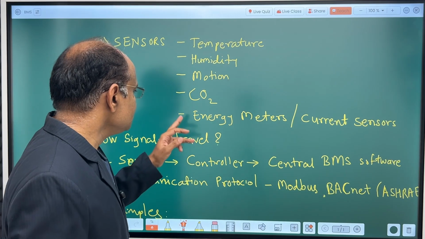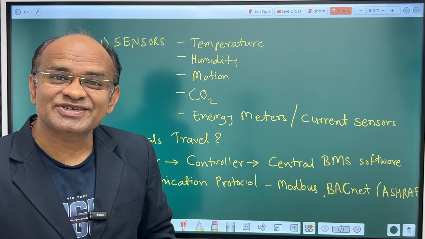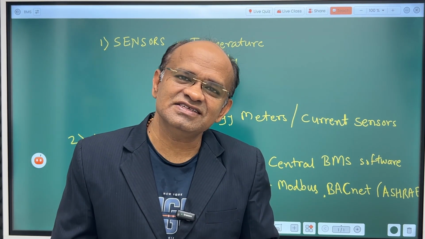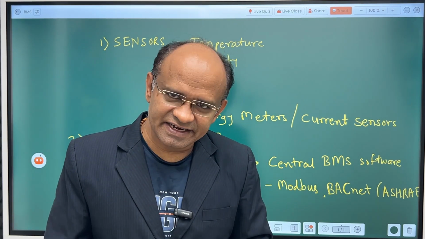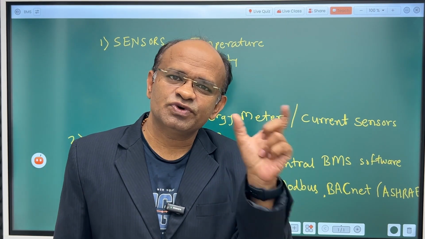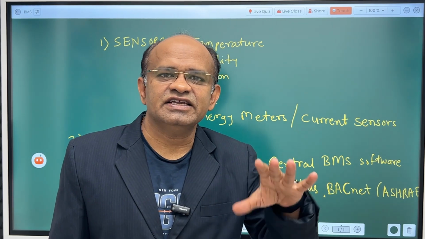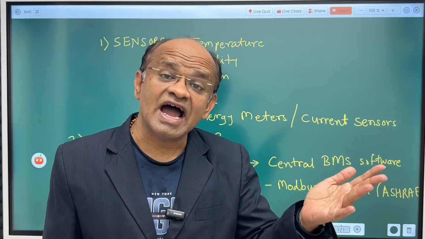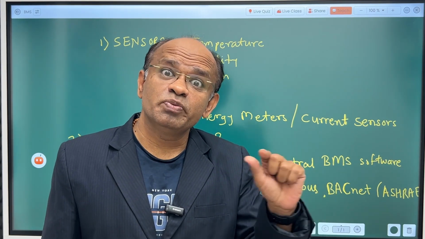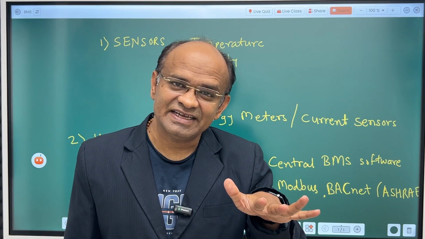Now CO2 sensors. Where are those? Those are installed in your parking area. Our vehicles are always polluting that area. CO2 level goes up, so we have a CO2 sensor. Up to some extent it is okay, we can sustain the CO2 level. Beyond that, our setting should be such that we are able to breathe properly. The CO2 level should be optimum in that area.